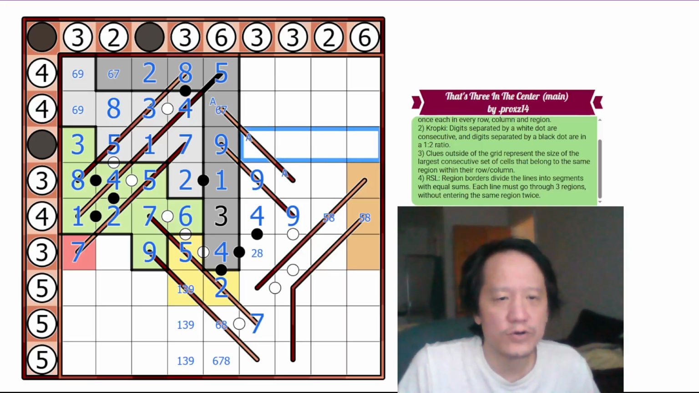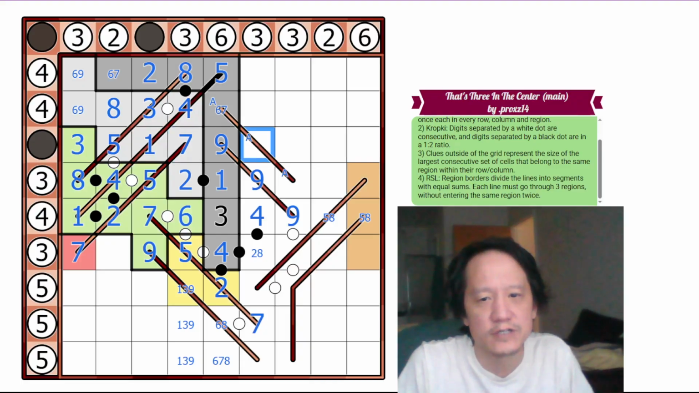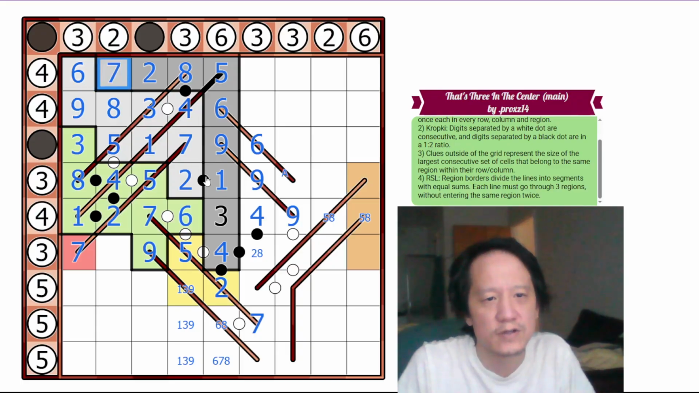Remaining digits in row 4. Okay, this is 6 or 7. Cannot be... Oh, maybe this was the contradiction. This can't be 7 here, so this is 6. This is 6. That means this can't be 6. This is 9. That's 6. This is 7. This is 6. Oh, that's okay. That's doing okay so far.